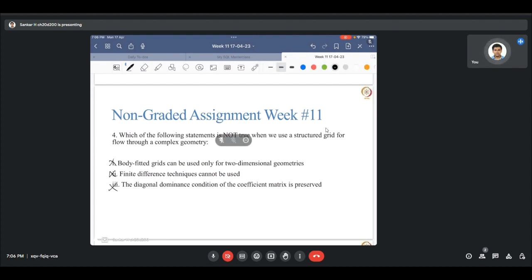So therefore, the correct answer is all of them are false. Therefore, the correct answer is all three of them. In fact, all three of them are false statements. Therefore, all three of them are the correct answer.